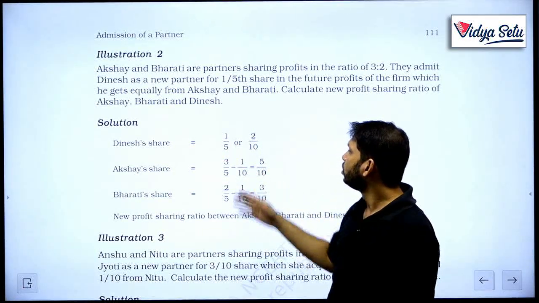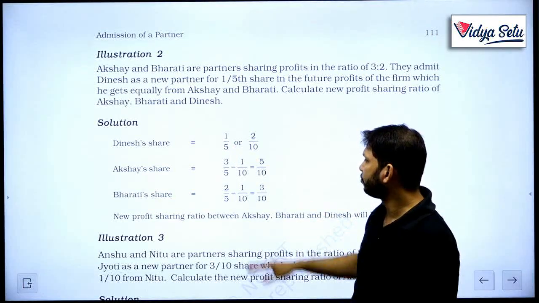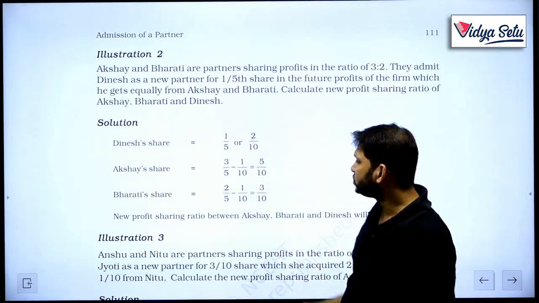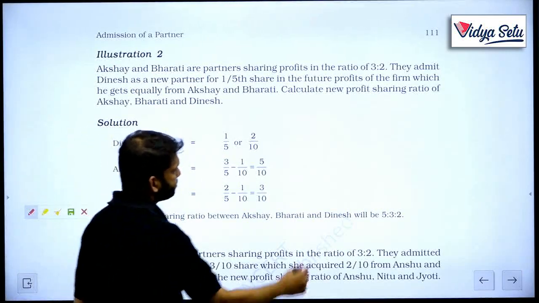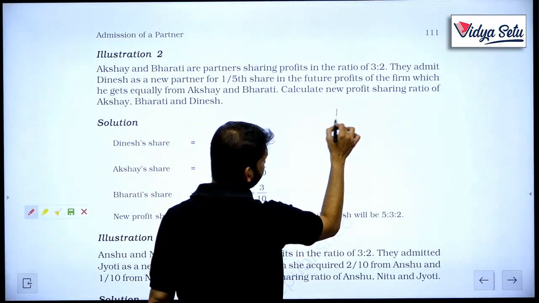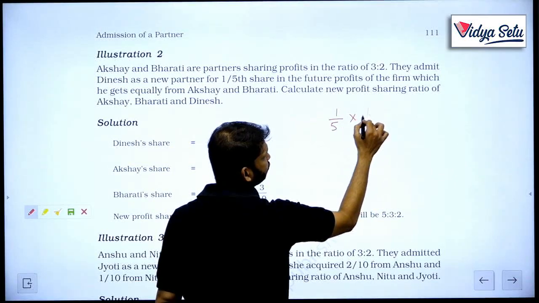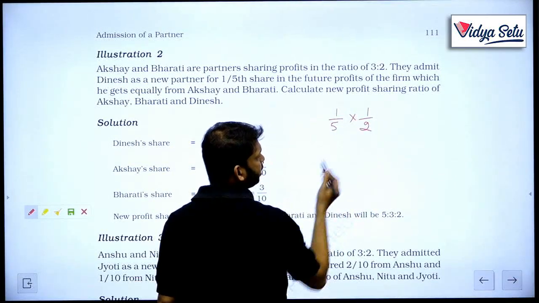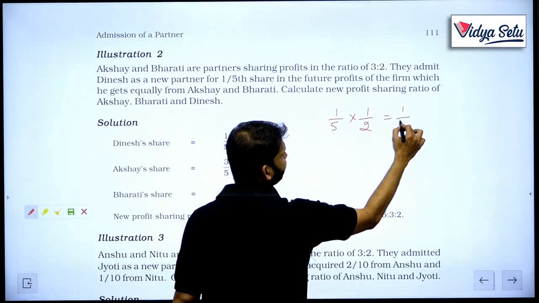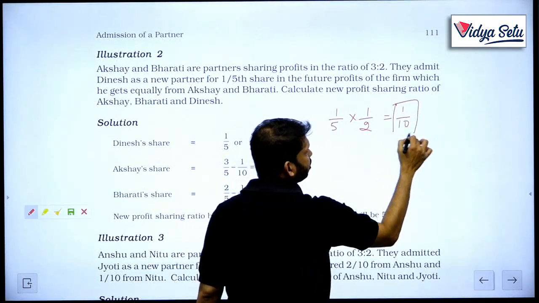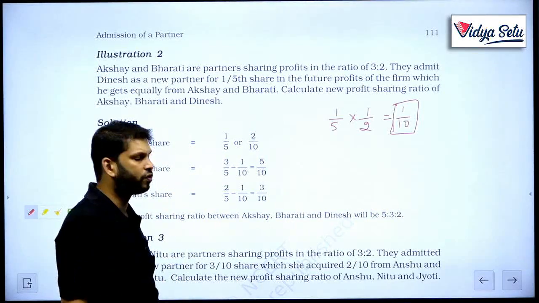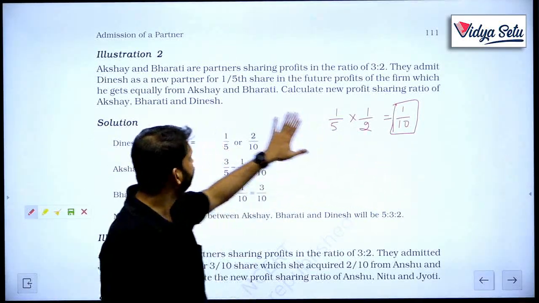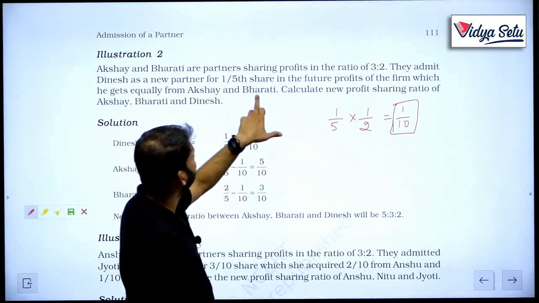Okay, so Dinesh's share is 1 upon 5. Now, first we need to find out what is half of 1/5. 1 upon 5 divided by 2 is multiplied by 1 upon 2. That comes to 1 upon 10. That means 1 upon 10 is half of 1/5. So he'll take 1 upon 10 from Akshay, and 1 upon 10 from Bharti.